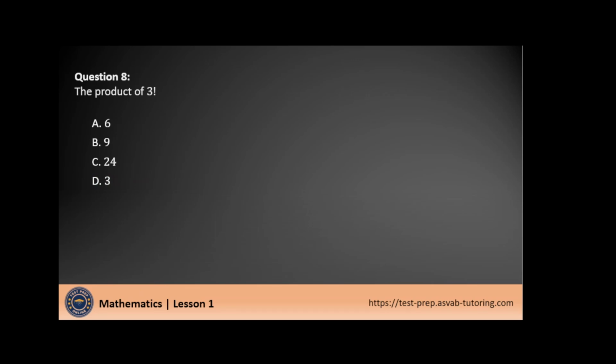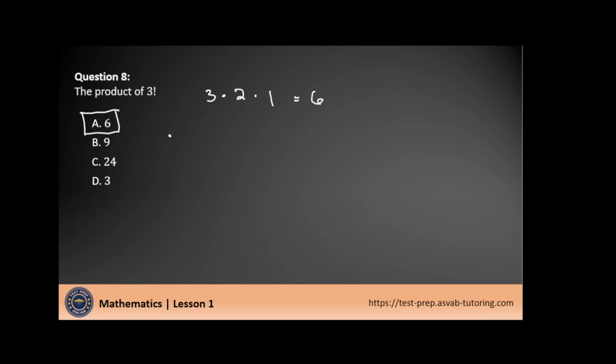Question 8. What is the product of 3 factorial? Factorials tell us that we are going to multiply that number, 3, by every number less than 3 down to 1. 3 times 2 is 6. 6 times 1 is 6. So 3 factorial is 6.